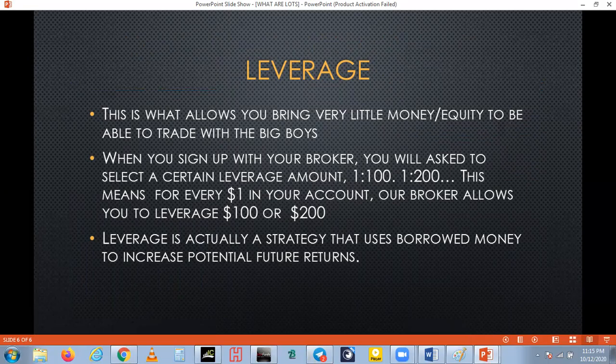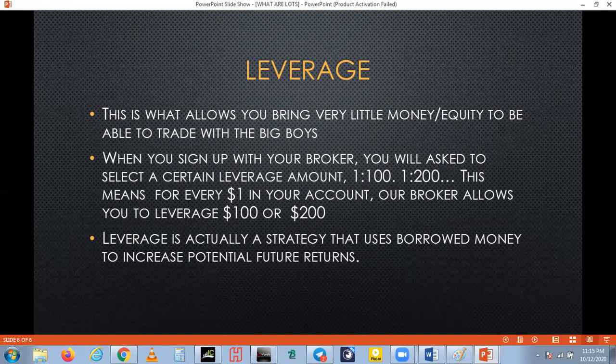Leverage is what happens when you bring very little money, equity, to be able to trade with the big boys. When you sign up with your broker, you'll be asked to select a certain leverage amount of 1:100, 1:200, 1:500. This means for every $1 in your account, your broker allows you to leverage $100. That's for 1:100, or allows you to leverage $200. That's 1:200 leverage.